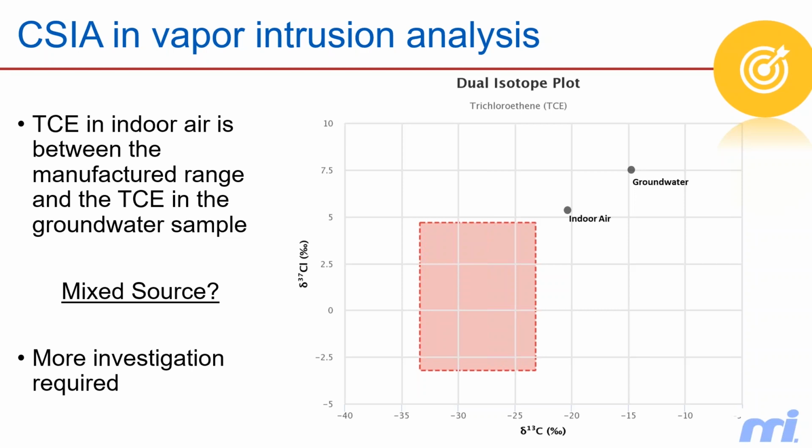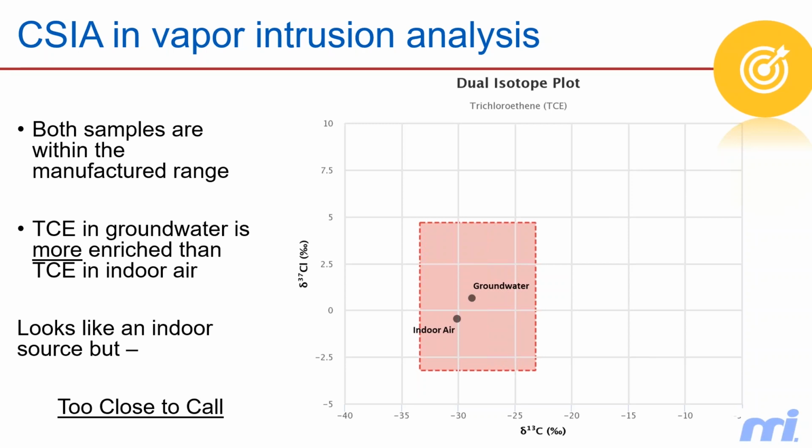But if the indoor air sample is in between our manufactured range and that groundwater sample, this highlights that this may be a mixed source. Because remember, we're sampling the groundwater from up gradient of the building in question. If that groundwater shows a more degraded TCE than when it reaches the building itself, then it looks to be possibly a mixed source. So in this kind of situation, we would want to go back, do some more sampling, do some more types of analysis to get a clearer picture of what's actually occurring.